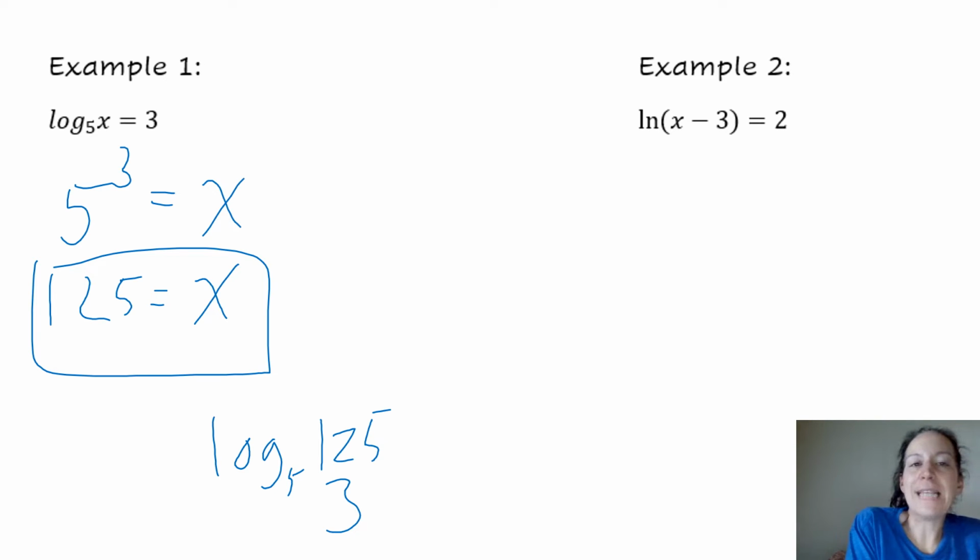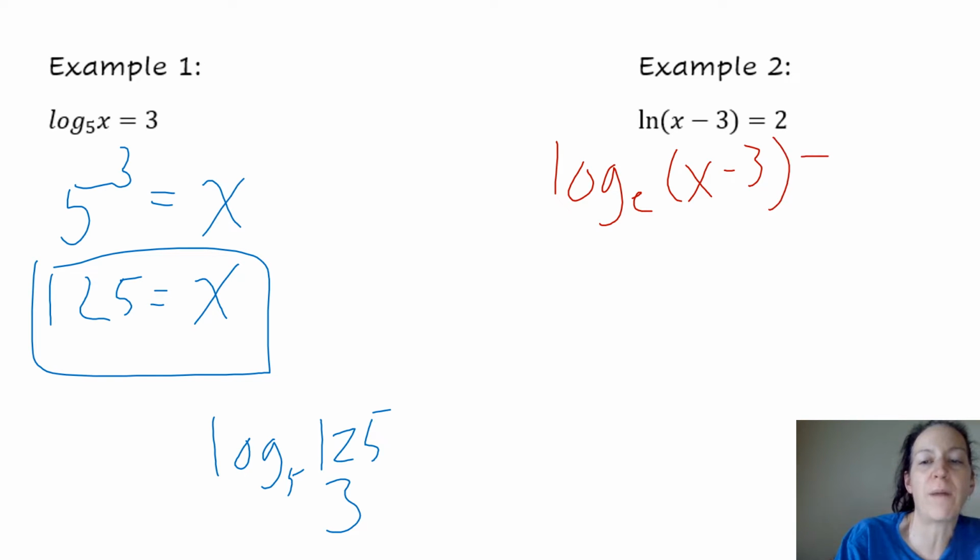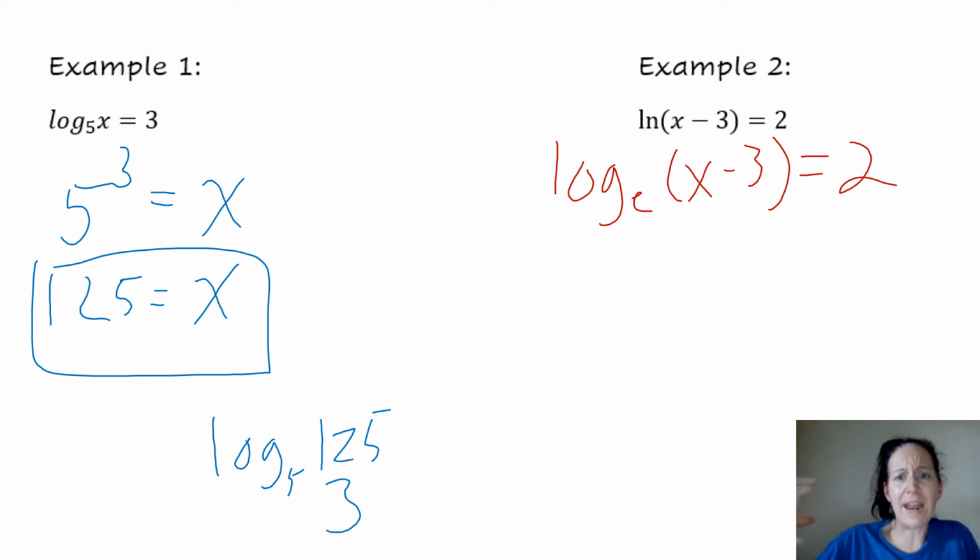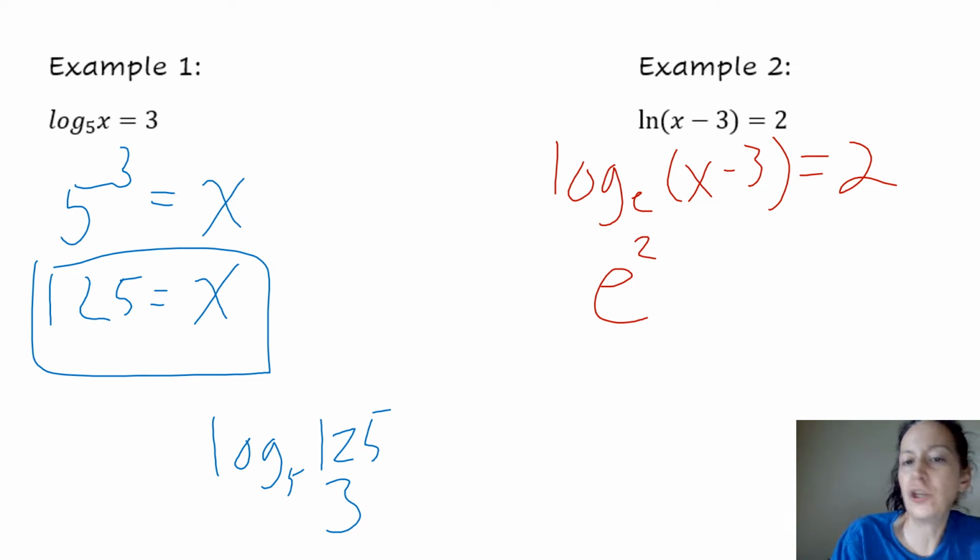Example 2, we have a natural log there. What might help you in this one is to rewrite it as log base e. It might help just to remember what that ln stands for. It stands for natural log, and it's a log with a base of e. If you rewrite it, you can make it fit the formula a little better, so it's visually a little bit easier. In this case, the base is e, the exponent is 2, and that'll be equal to x minus 3.